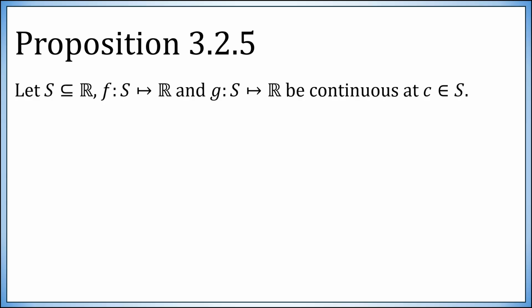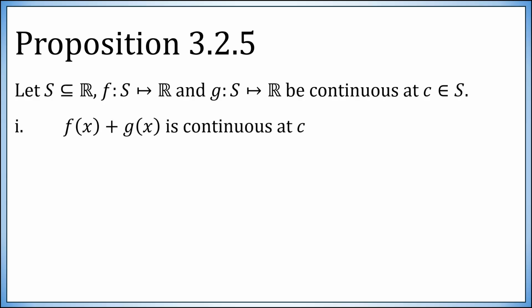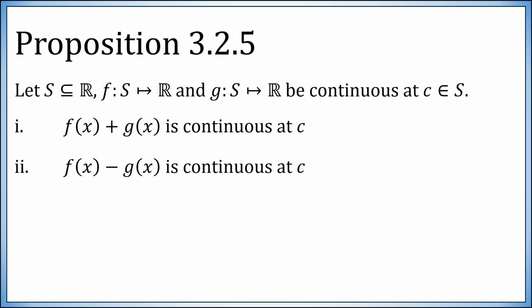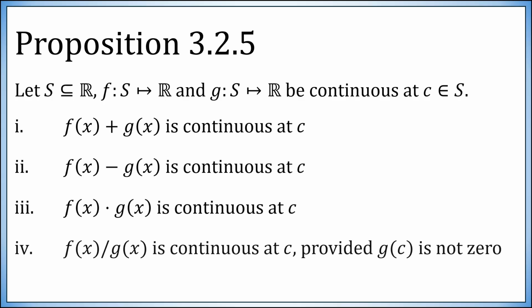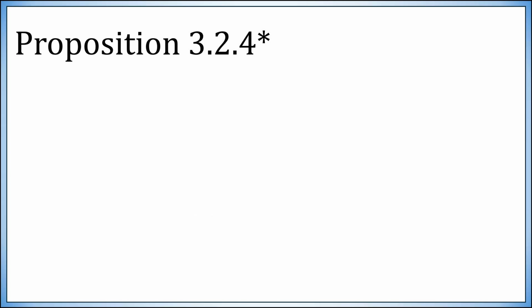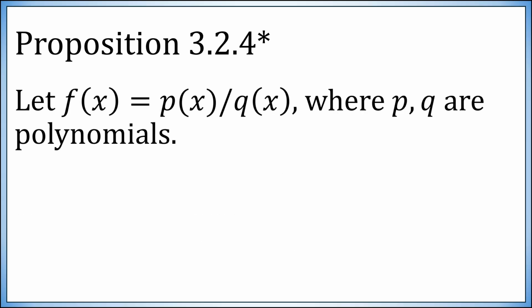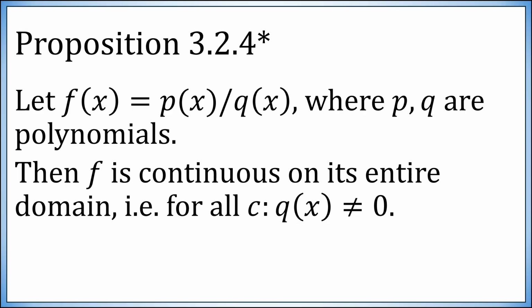Specifically, suppose f and g are both continuous at some point c in their domains. Then f plus g is continuous, f minus g is continuous, the product and the quotient are continuous as long as you are not attempting to divide by 0. Okay, a modified proposition. Suppose f of x equals p of x over q of x, where p and q are specifically polynomials. Then f is continuous on its entire domain. In other words, everywhere the denominator is not 0.